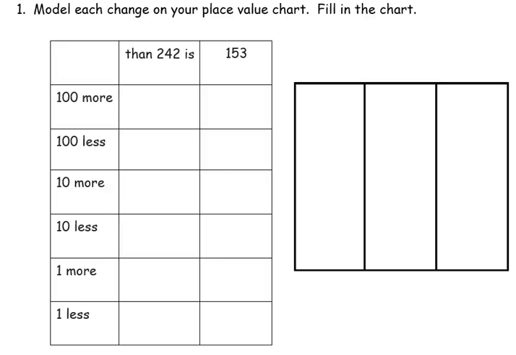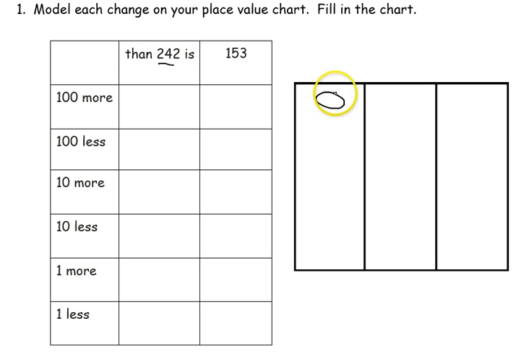This tutorial is for 2nd grade, Module 3, Lesson 19. In this lesson, we're going to model changes in numbers by using a place value chart. I'm going to start with the number 242 on my place value chart.